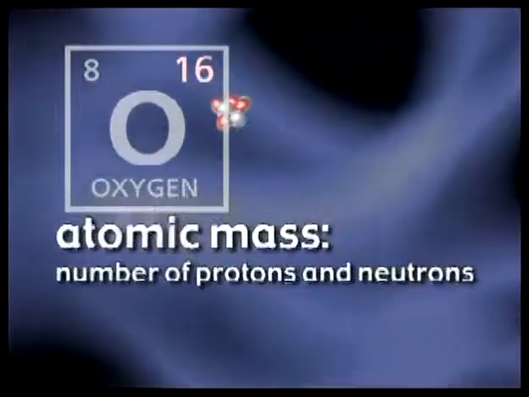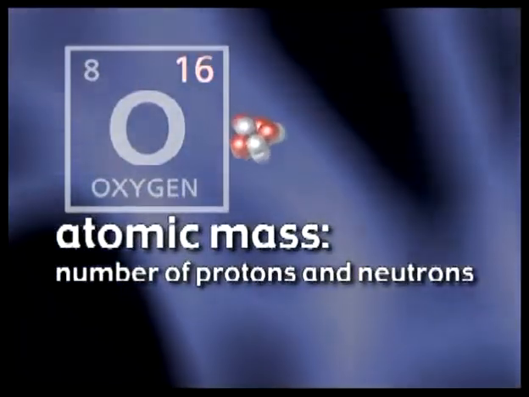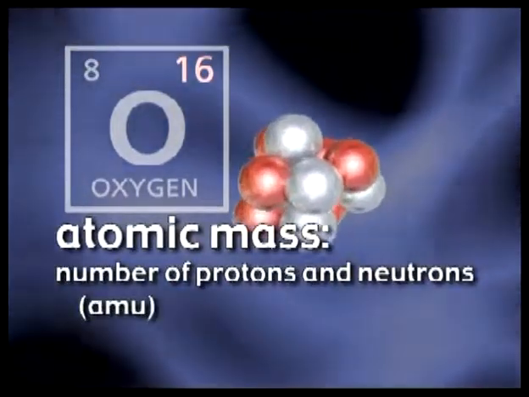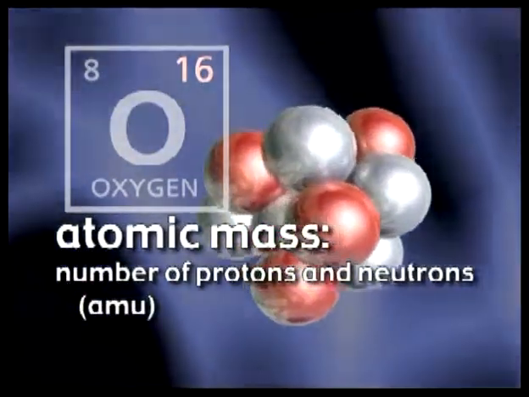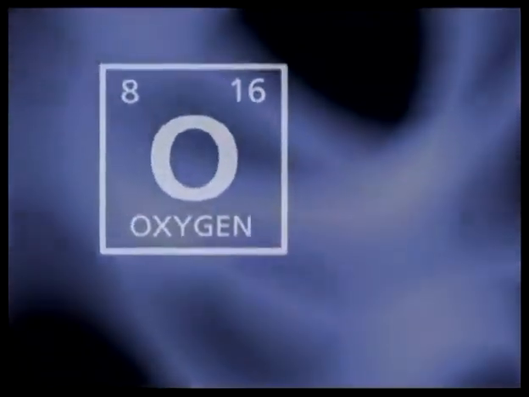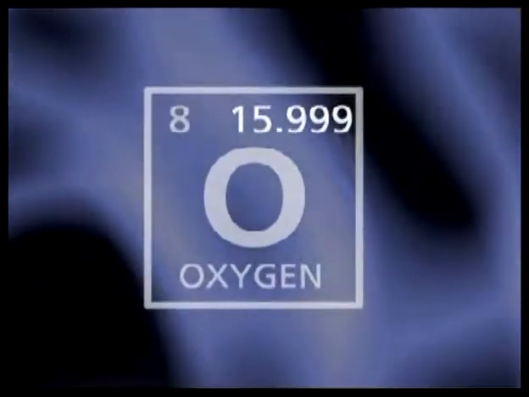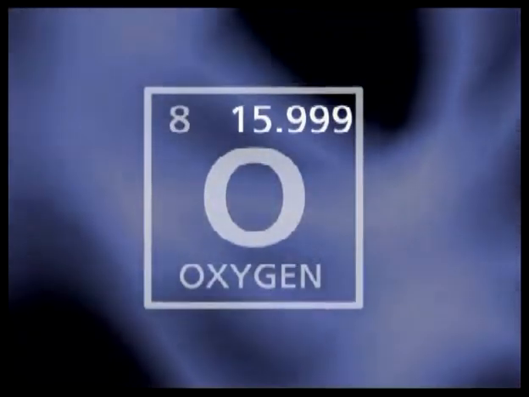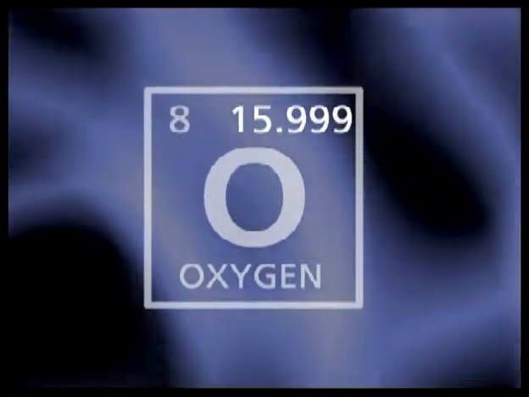Atomic mass is determined by the number of protons and neutrons at an atom's nucleus. It is measured in atomic mass units, known as AMU. In fact, atomic mass is not exactly a whole number, because it is scaled relative to an isotope of carbon known as carbon-12.